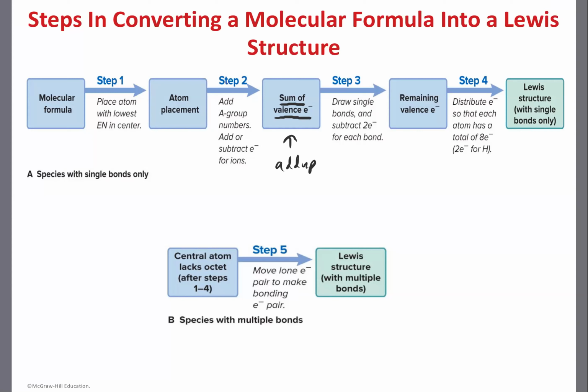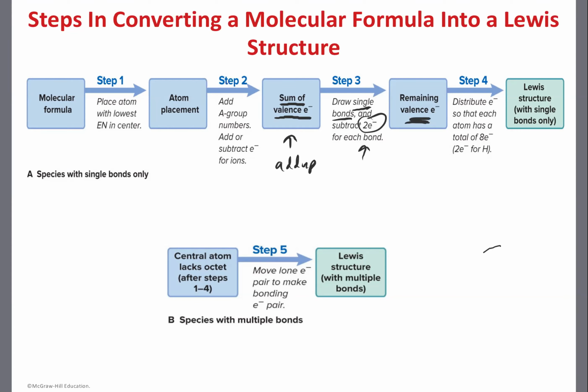So step 3 is drawing in single bonds to connect the atoms. We're going to connect the atoms in the periphery with the central atom by drawing single bonds at first. Now remember, each single bond counts as 2 electrons, a pair of electrons. So by drawing in a line, we're going to use up some of these valence electrons to connect the whole molecule together. Each line counts as 2 electrons. All right? Now, after you do that, chances are you will not use all of your electrons. You're going to have some remaining.